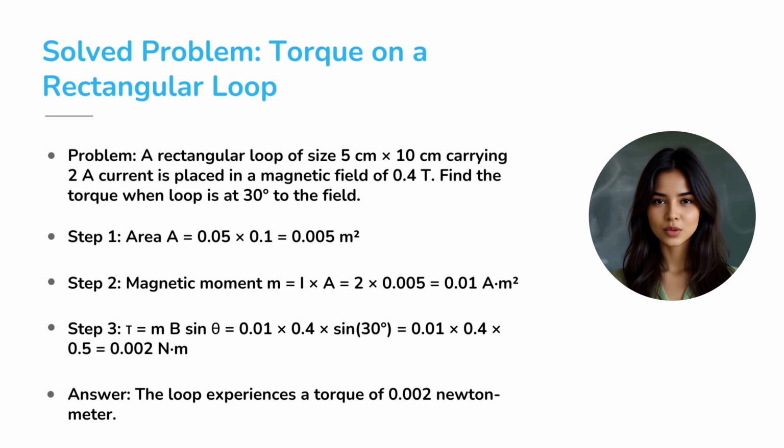Now torque tau equals m B sin theta, or 0.01 times 0.4 times sine 30 degrees. That's 0.01 times 0.4 times 0.5, which equals 0.002 Newton meter. That's the torque acting on the loop.